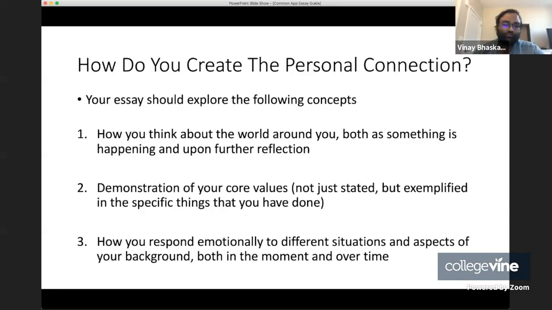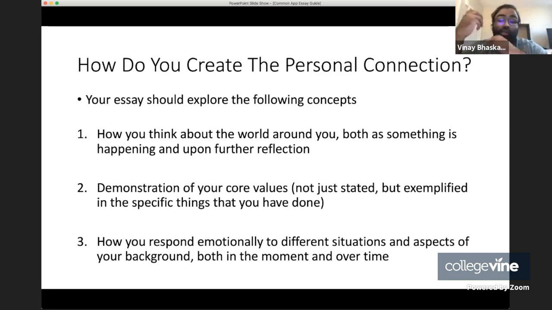So how do you actually go about creating this personal connection? How do you tell someone more about you? I think this is the thing that a lot of students really struggle with: how do I actually bring more of who I am onto the page? In order to create the personal connection, your essay can do some of the following things. First, it should explore how you think about the world around you, both as something is happening and then upon further reflection. So what were you thinking about in the moment? How were you processing what's happening in the moment? But then also, how did you process the situation or the event or the tough experience down the line, when you thought back about it later on?